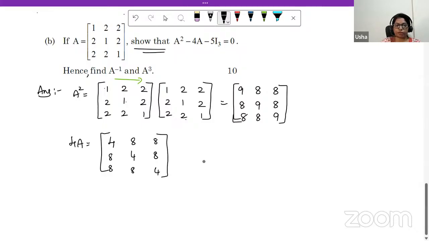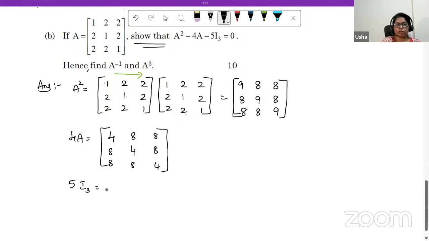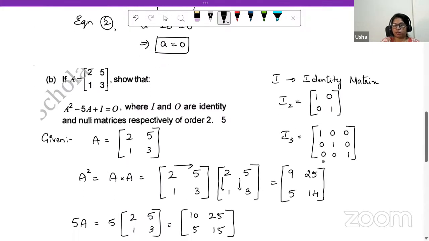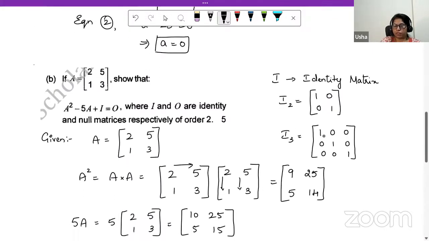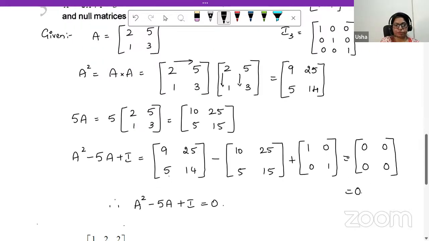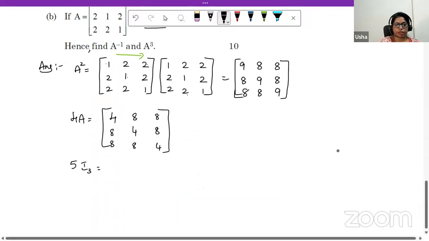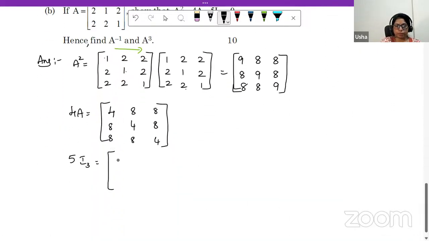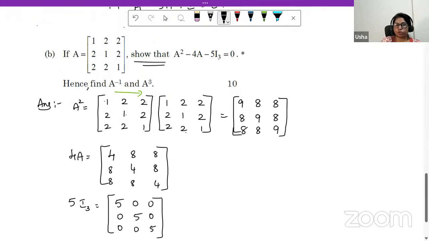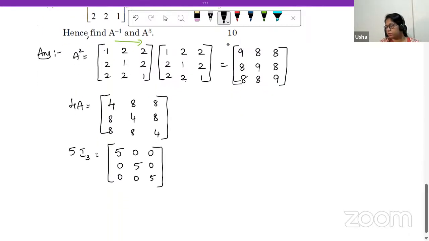And then next is 5I3. I3, you know what it is? See, this is I3. When you multiply 5 to this, in place of 1, you will have 5. Okay, so 5I3 is 5, 0, 0, 0, 5, 0, 0, 0, 5. This is 5I3. Now write all this and show that it is equal to 0.